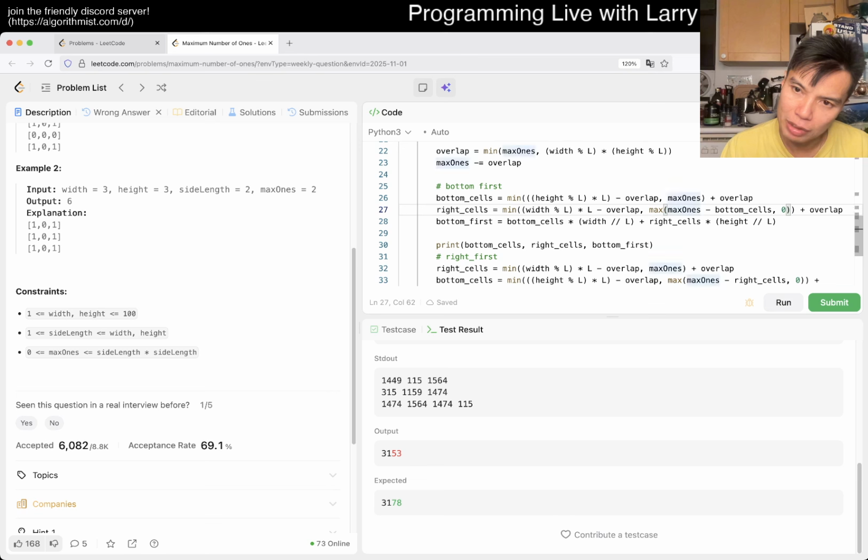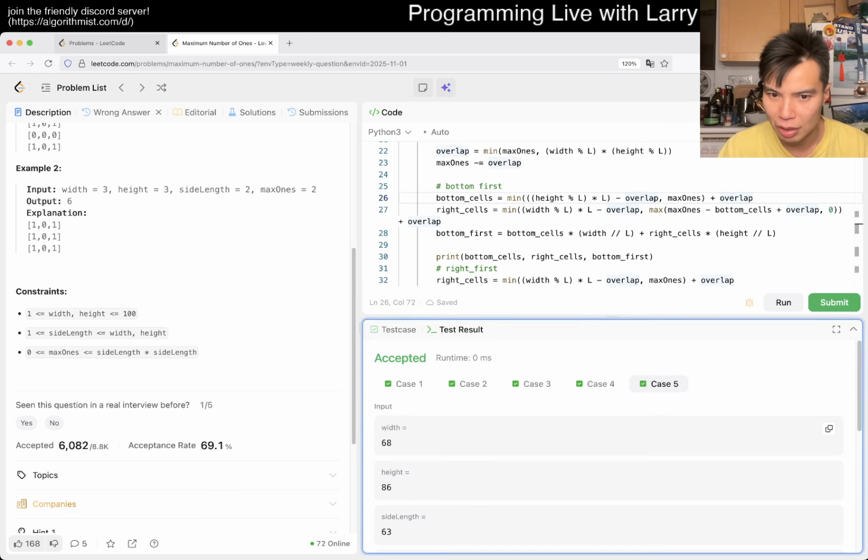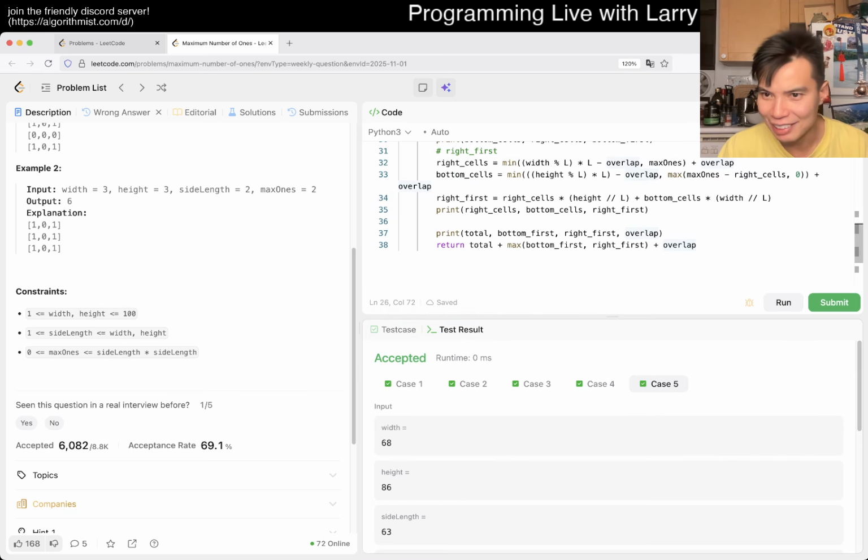So the right cells, this logic is wrong. So max ones minus bottom cells. No, I see. Because bottom cells already took account of overlap. Because for bottom cells we add overlap. So this counted twice or something. So we actually need to plus overlap here. Because for max ones we subtract overlap. Bottom cells we also subtract and then add it back in. So that's why it doubles. Okay, so that's why. But like I said, case analysis is tough.